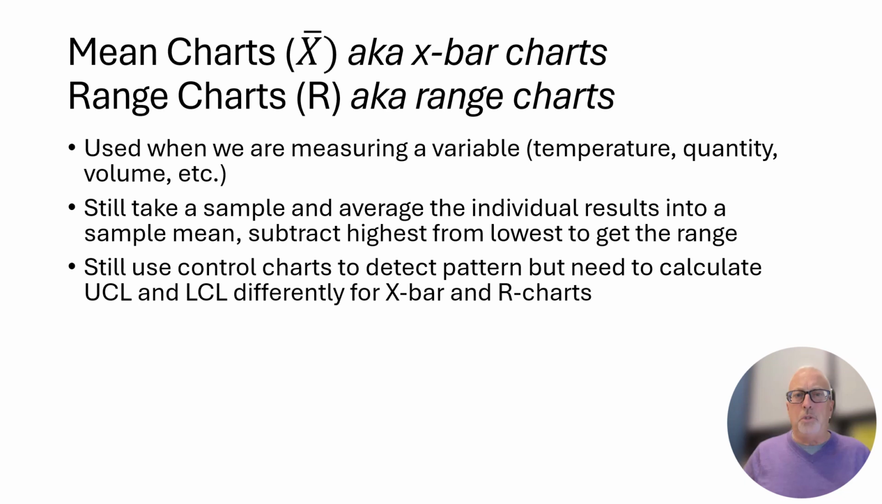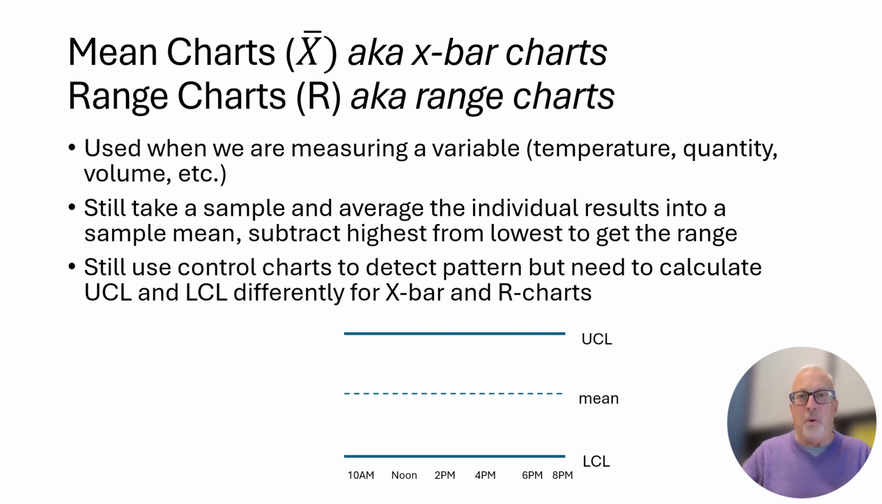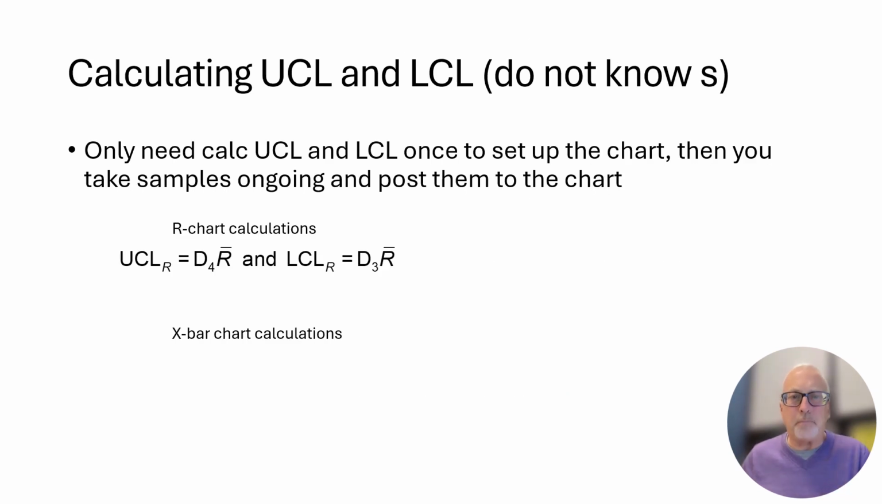We'll still use an upper and lower control limit, but how we calculate them differs between X-bar and R charts. Our goal is to find this chart and be able to put a number on that upper control limit and that lower control limit, because once you do that, it's done. Then you just take your sample tomorrow, the next day, the following two weeks, six weeks, six months from now, two years from now. You calculate that sample mean or that sample range and post it on the chart. Getting the UCL and LCL correct is the challenge.